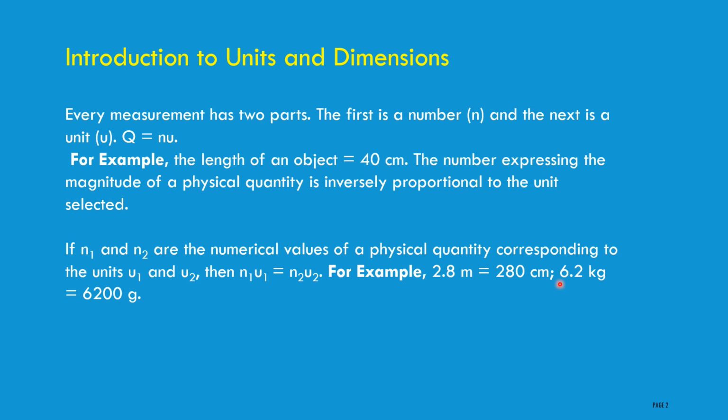Then 6.2 kg will be equal to 6200 gram. Here also you are converting the unit from kg to gram. Here also the product of number and unit will not change, it will be constant.